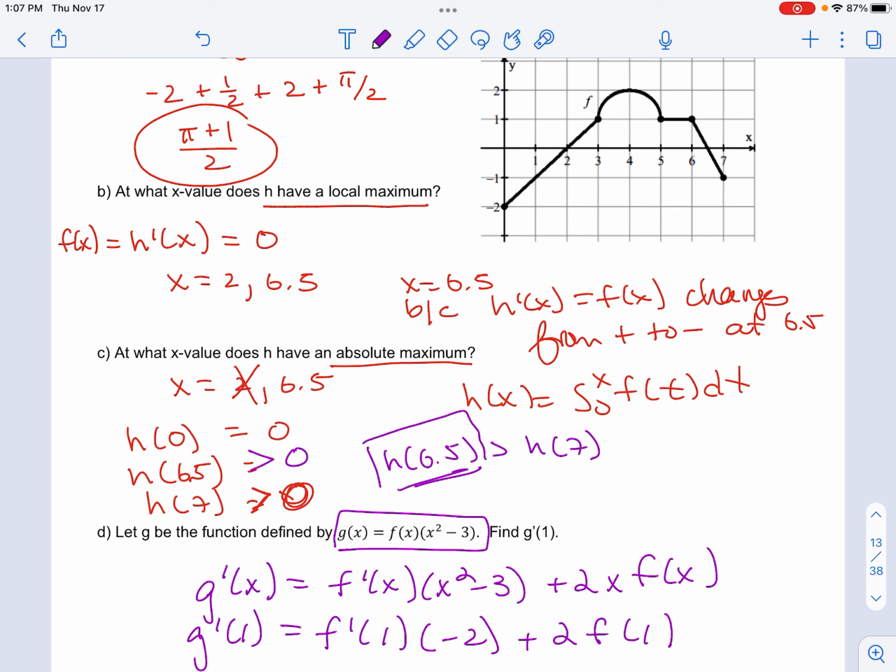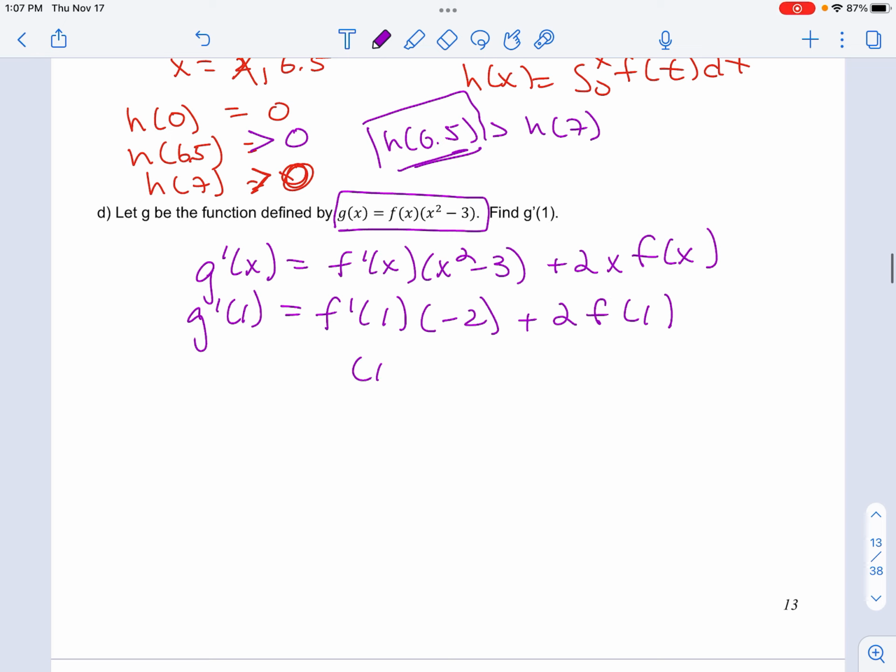So where's 1? 1's right here. What's the slope of this graph? Up 1 over 1. So slope is just positive 1. And then f of 1 is just the y value of this graph at 1, which looks like -1. So this is -4.